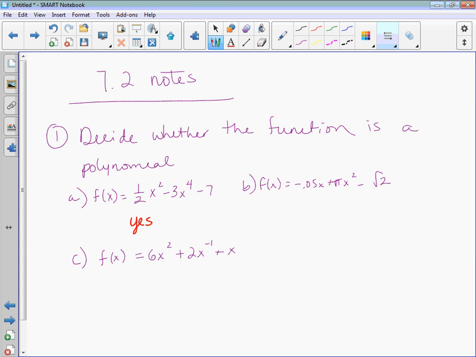All right, what about letter B? It is getting stranger looking, as in your coefficients are weird, but it's still just an x squared, an x, and then a constant, right? Okay, so that is a yes.